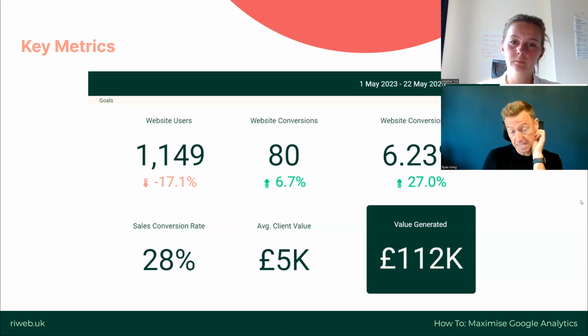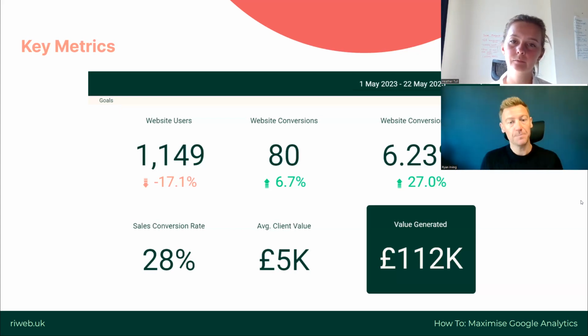So as you can see, for this particular client, their sales conversion rate is 28%. They obviously know that number. They track that number internally, which is why it's so accurate. And they believe a client is worth on average 5 grand to them. So the value generated then is simply a multiplication of these numbers. It is the number of conversions, 80, multiplied by the sales conversion rate as a percentage of the average client value equals £112,000 for this period of time for this client.